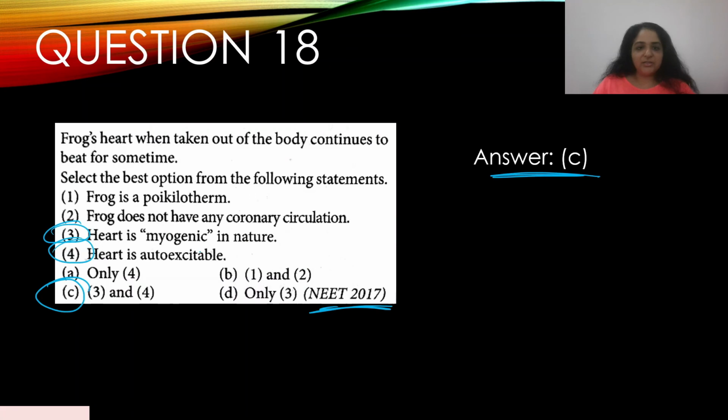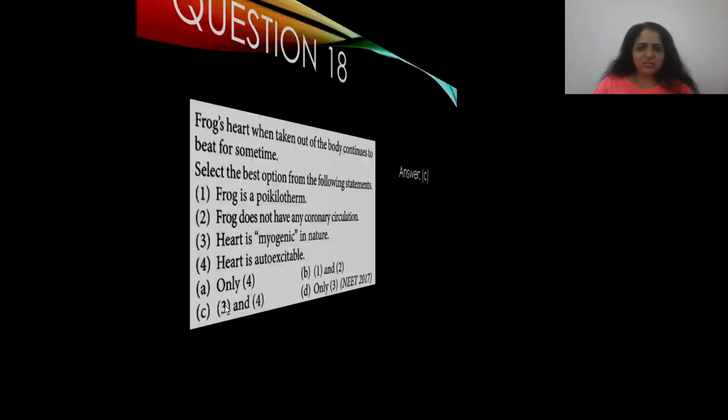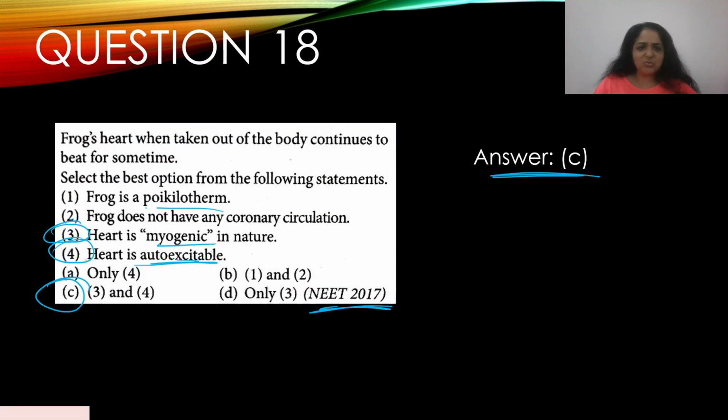So heart is myogenic in nature and heart is auto-excitable. The other two didn't really make sense. Just because it's cold blooded, poikilotherm, no. And frog does not have any coronary circulation, that's not a reason. But 3 and 4 make sense. They're the correct option.